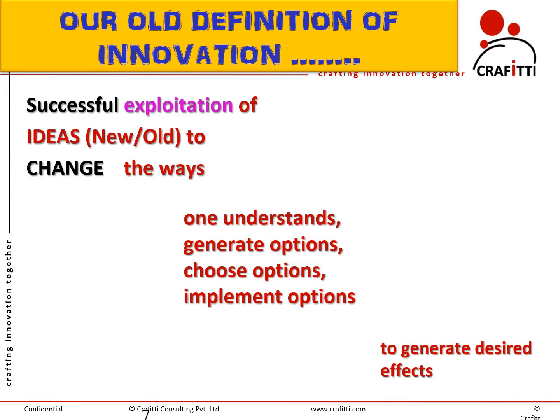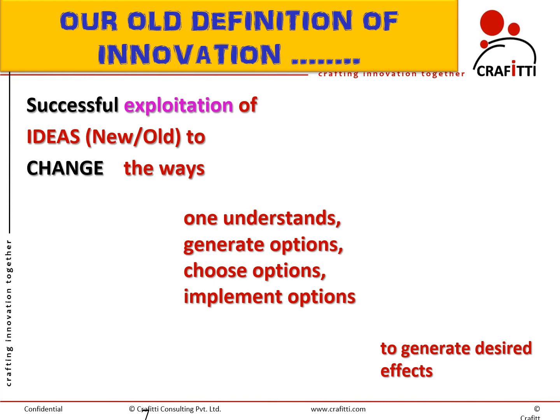So our old definition of innovation, which is valid to a great extent even now, is successful exploitation of ideas, new or old ideas, to change the way one understands the context in which he or she is, generate options, choose options, and implement those options for generating the desired effects. So from where will we get the desired effects? Once we understand that this is the way things are, therefore, if we want something to be achieved, we need to change something, right?